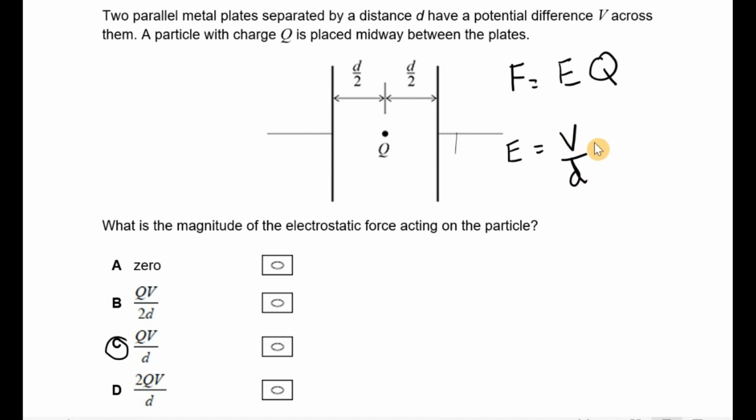So I can substitute V over d for E into this first equation, and I discover that the force is equal to qV over d. Nice and simple. The answer is C.